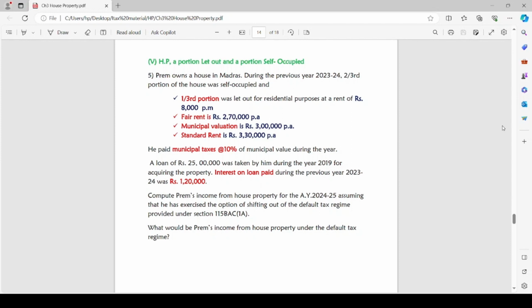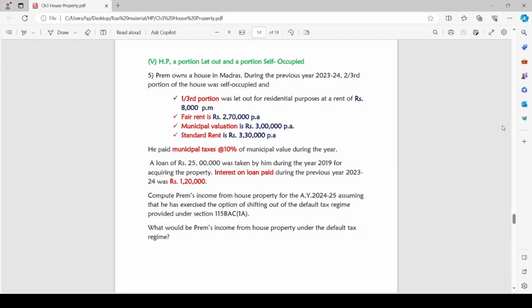Heading to the next case, where in the house property a portion has been let out and a portion has been self-occupied by the owner. Prem owns a house in Madras. During the previous year 2023-24, 2/3 portion of the house was self-occupied and 1/3 portion was let out for residential purposes at a rent of rupees 8,000 per month. Here Prem is occupying 2/3 portion of the house property. He is the owner of the house and 1/3 portion was let out for a rent of rupees 8,000 per month. The fair rent is rupees 2,70,000 per annum.